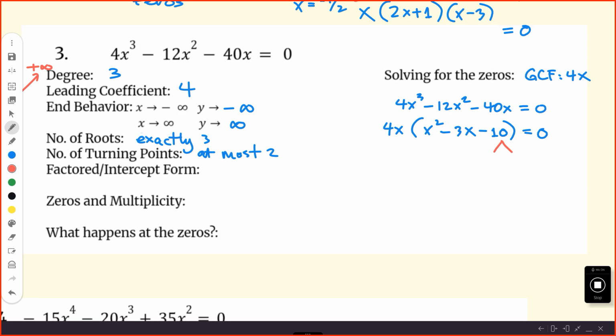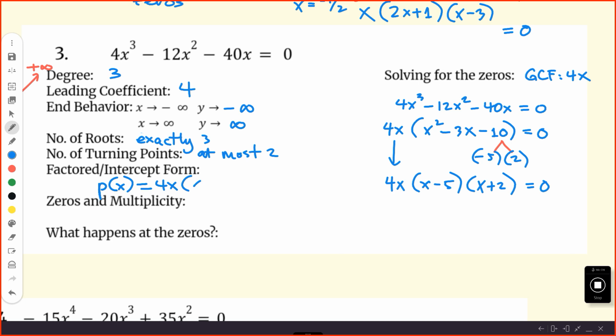What's the sign of 5? Negative? Yeah, negative 5 and 2. Yes. So that's negative 5 times 2 equals negative 10. And then if you add this, the sum is negative 3. So I can write this. You're going to bring down the 4x here. So 4x. Then you can write this as x minus 5 and x plus 2. We don't do the grouping if the leading coefficient of the first term is just 1, right? Equals 0. Okay, so these are the factors. So you can write this as p of x equals 4x times x minus 5 times x plus 2.